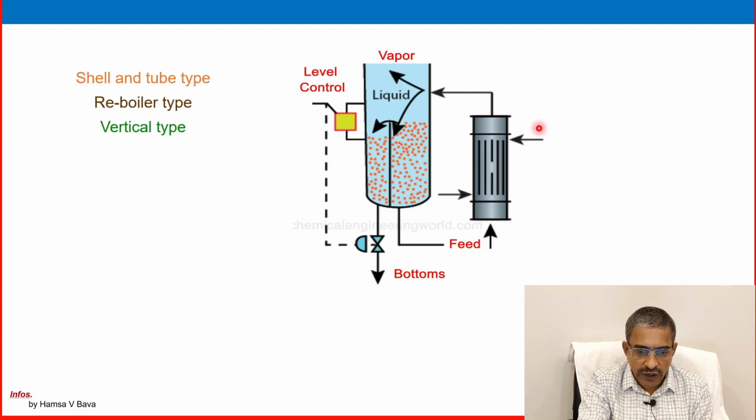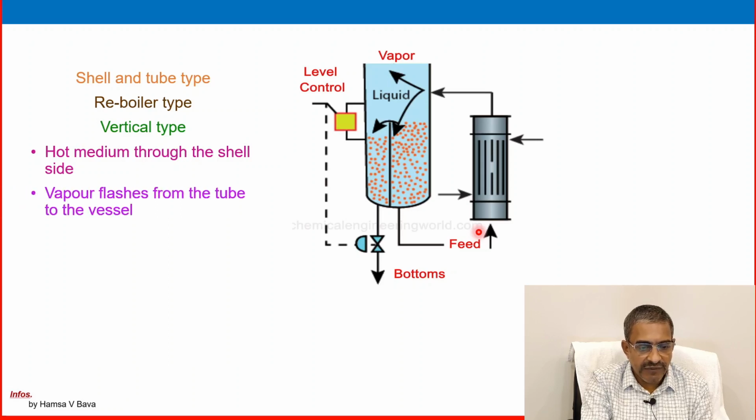Vertical type we can also use in the same way. We can use another arrangement: the heating medium through the shell side and the vapor flashes through the tube to the vessel. That is also possible. The flow we can change to a different way, either tube or shell side, according to the selection of the fluid. So either shell and tube, but in this one we are focusing on application wise.